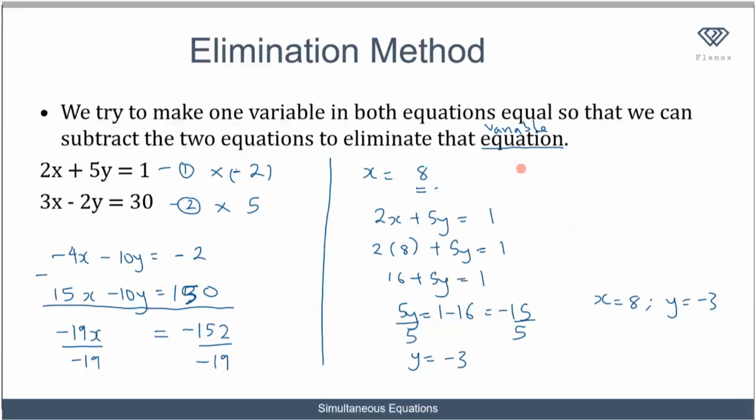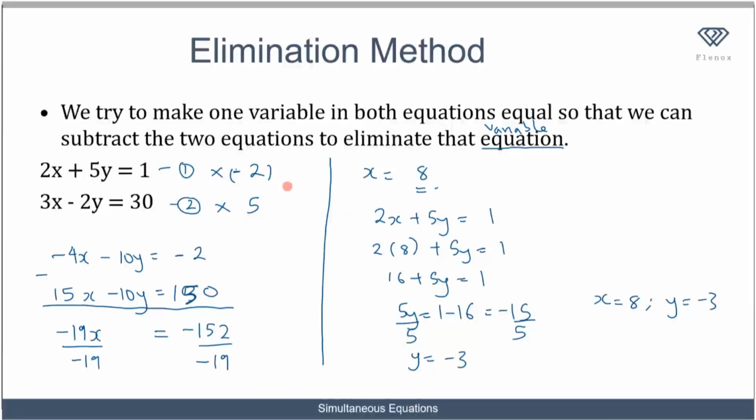So to recall, when we are trying to do the elimination method, what we are trying to do is remove one of the variables, and we do that by multiplying the coefficient of that variable in the second equation by the first equation, and we'll do likewise for the second equation.